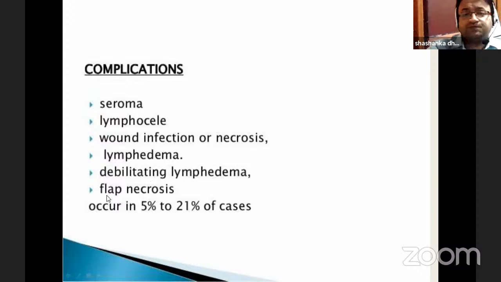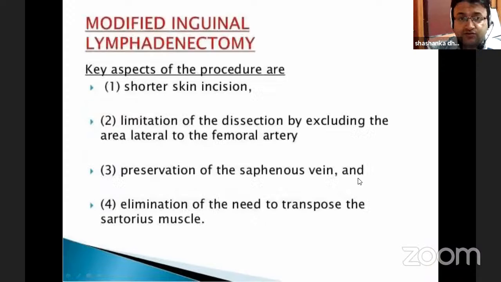So if we want to prevent a flap necrosis, we have to maintain a good degree of sterility, and the flap that is raised should be vascular enough and thick enough to prevent necrosis. In spite of everything, there's an incidence of 5 to 20% of complications in inguinal lymph node dissection.